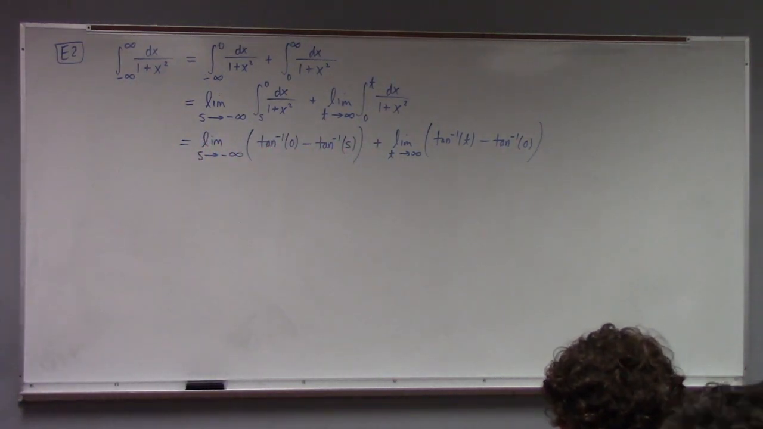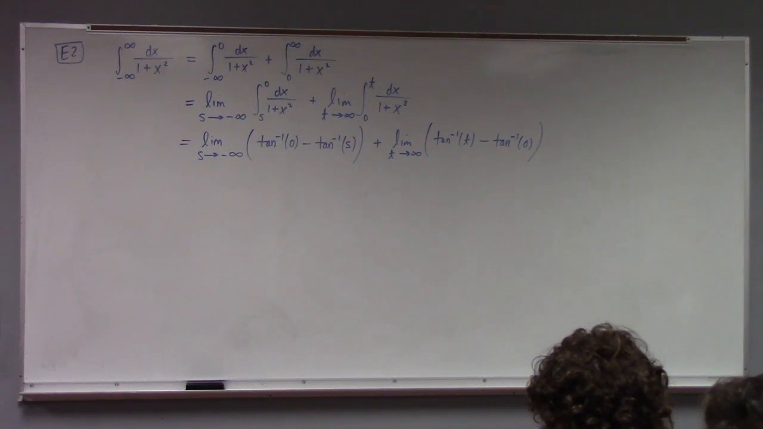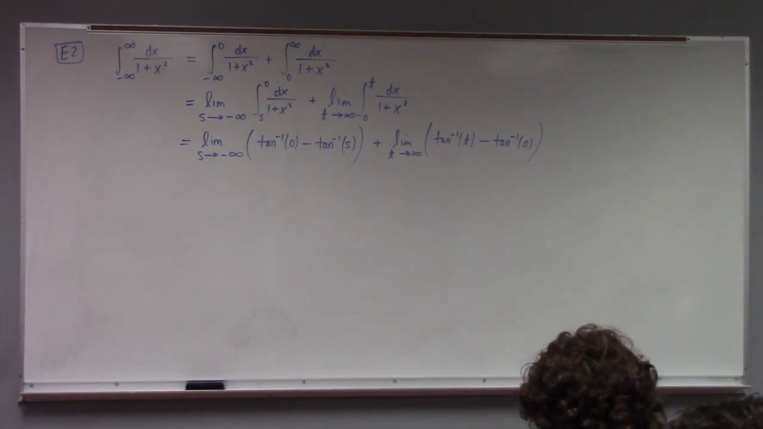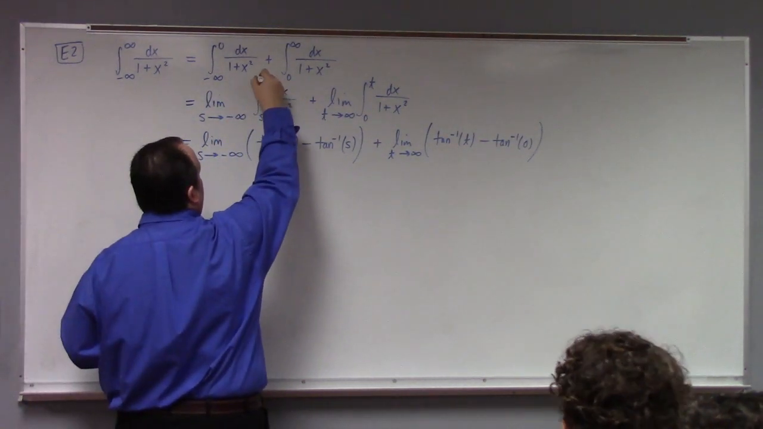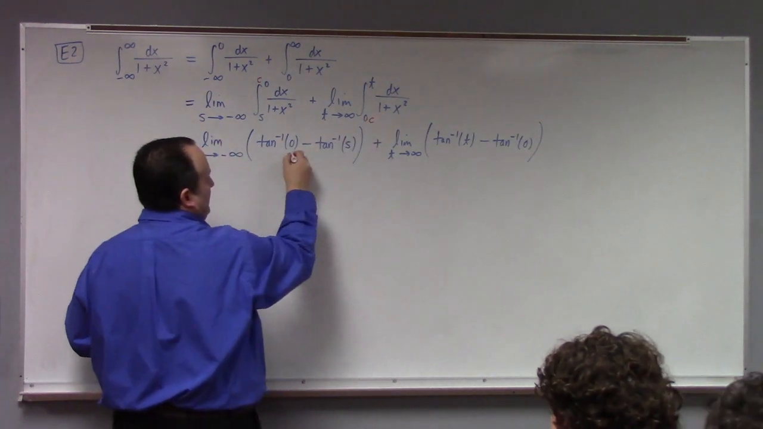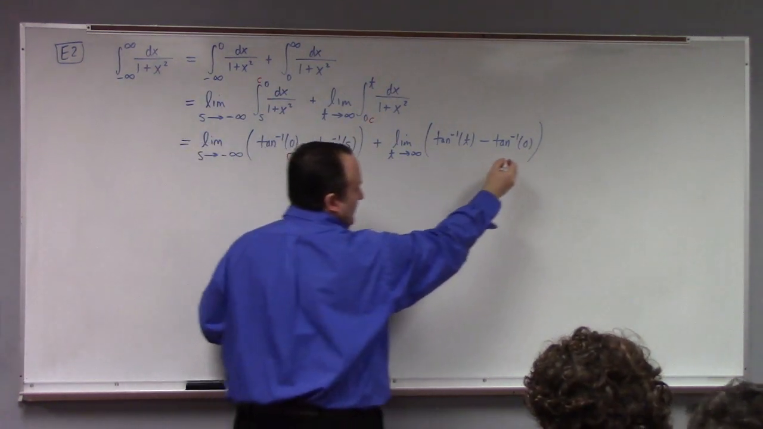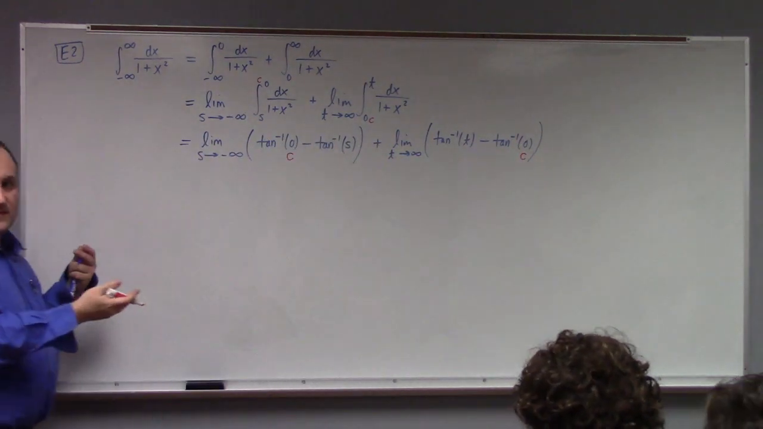By the way, you can start to see at this point that if I had used any other number instead of 0, it wouldn't have turned out different, would it? Think about this. Suppose I had put a C here, and a C here. What would have happened? They would just end up canceling, right?